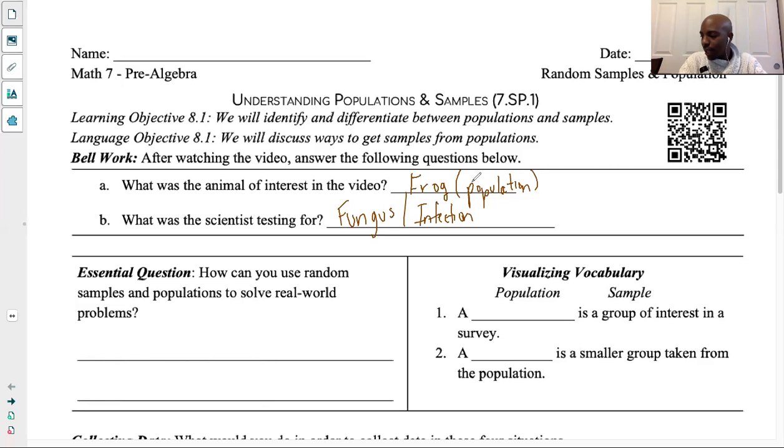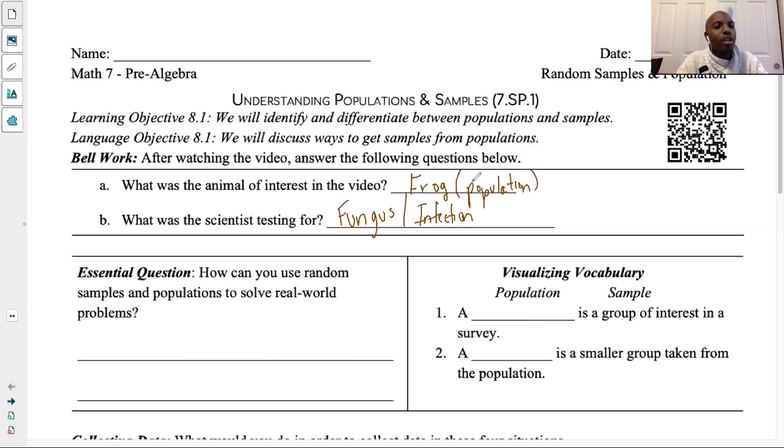They mentioned something like this. They said testing one frog is not enough. So they wind up having to do something called a sample. Now, could they test every single frog in that entire forest? No, it's probably impossible to find every single frog and test it.